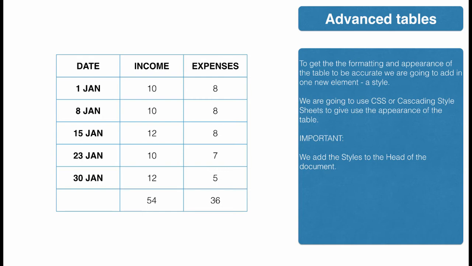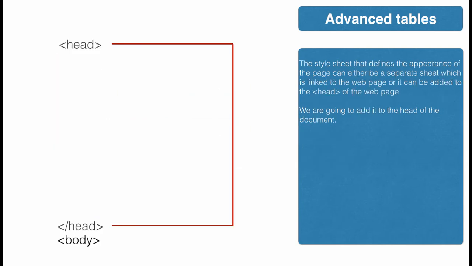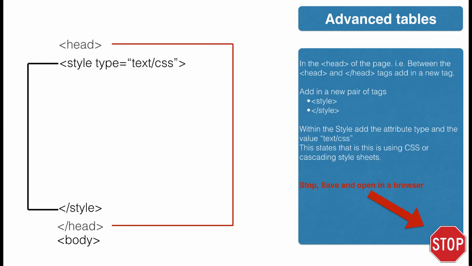We've now created the framework for the table, but we're going to alter its appearance using a new element, a style. We're going to add our style tags into the head of our page. So it goes between the 2 head tags, and we open up a style tag and we close it. We need to format it and say what type of style we're using, and we go type equals text/CSS, which tells us that this is a cascading style sheet.